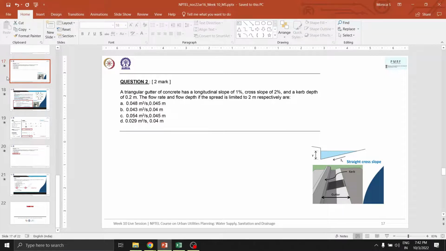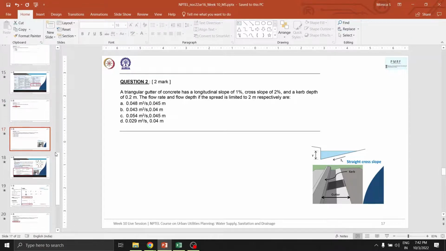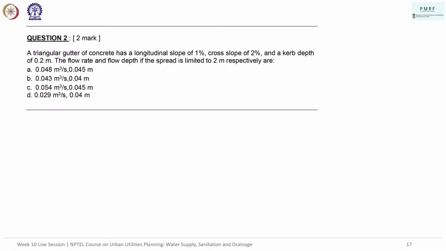I'm just going to repeat the problem. Yes, actually ma'am, this is for you, Mr. Shripad, right? So we are looking at the previous week's questions. We looked at three theoretical problems which are almost straightforward, but we also had one numerical, right? So I'm going to be solving that numerical right now. A triangular gutter of concrete has a longitudinal slope of 1%, cross slope of 2%, and a curb depth of 0.2 meters. The flow rate and flow depth, if the spread is limited to 2 meters respectively, are, and we have a few options, right?